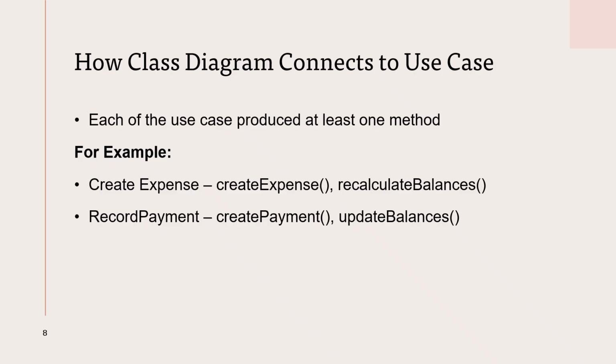I think it's important to show that the class diagram didn't come out of nowhere. It is directly connected to the use case that I built in Enterprise Architect. An example of it would be create an expense, and that's a use case, and it produces the methods create expense and recalculate balances. Another example I'll throw in there is record payment, and it also produces methods like create payment and update balances. Now, everything in this class diagram must exist for a reason, obviously, and the use cases give it those reasons. They describe what the system must do, and the class diagram also shows how the system supports those behaviors.